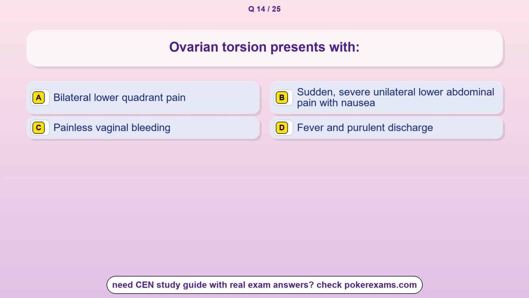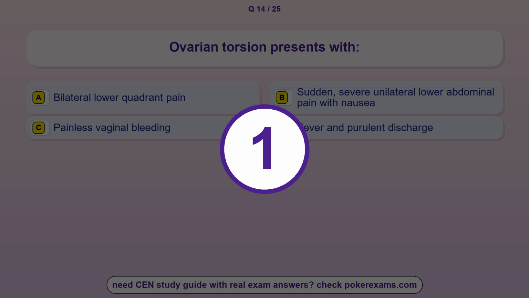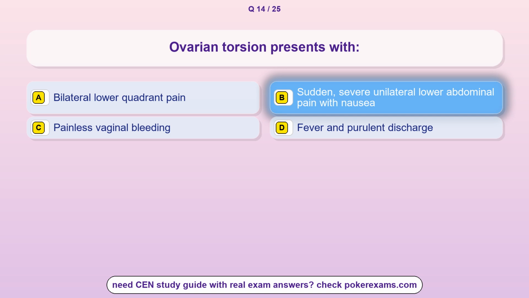Question 14. Ovarian torsion presents with: Option A, bilateral lower quadrant pain. Option B, a sudden, severe unilateral lower abdominal pain with nausea. Option C, painless vaginal bleeding. Option D, a fever and purulent discharge. The correct answer is option B, sudden, severe unilateral lower abdominal pain with nausea.